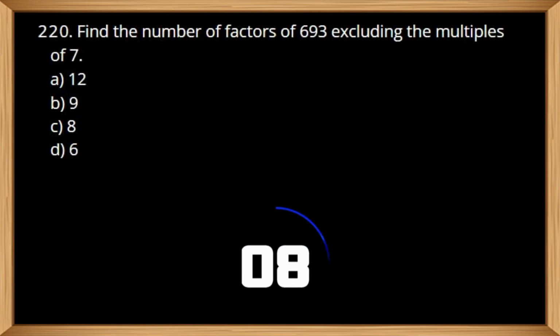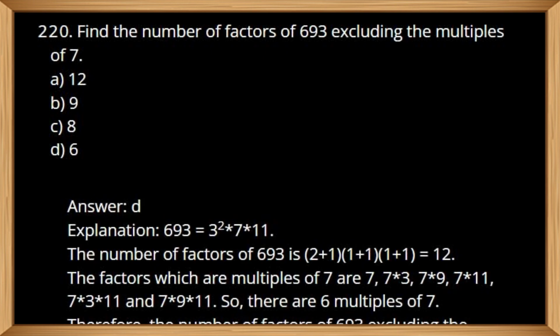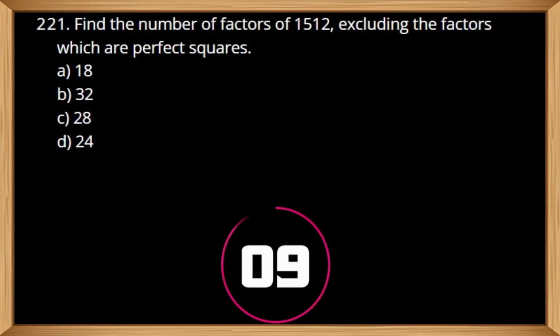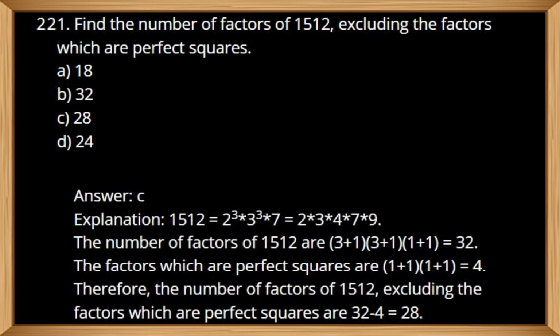Find the number of factors of 693 excluding the multiples of 7. Option D, 6. Find the number of factors of 1512 excluding the factors which are perfect squares. Option C, 28.